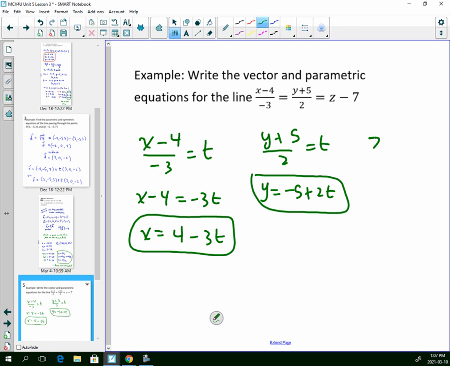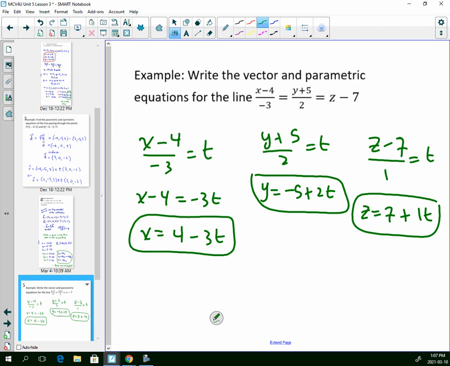And then the z, so that is over 1, right? So if there's no number there, it means it's divided by 1. So z would be positive 7 plus 1t. Okay, you can also write it in vector form. And so the point that is on the line is 4, negative 5, 7. And then the direction vector would be negative 3, 2, 1. Okay, so just practicing going back and forth between the different forms.